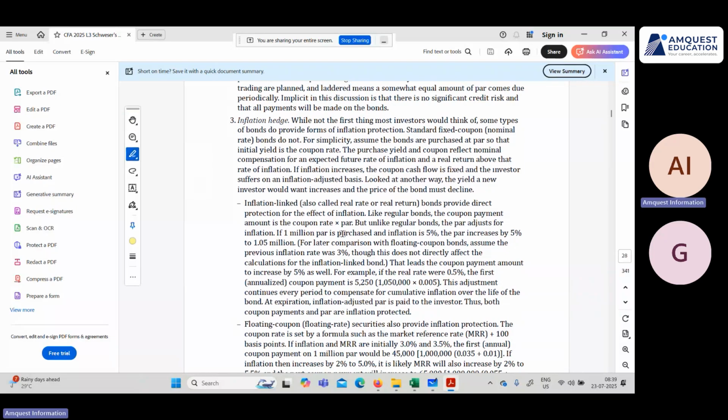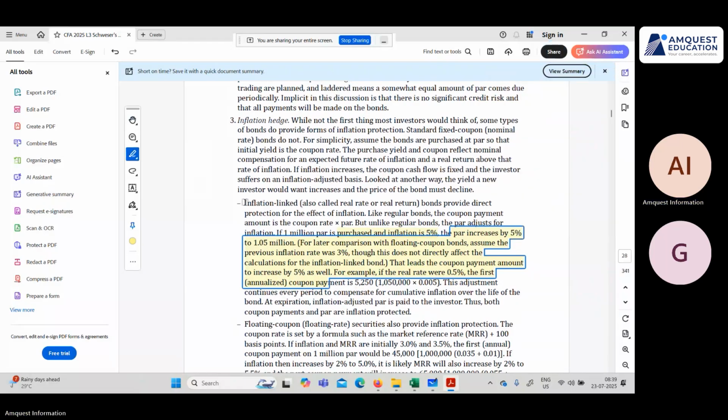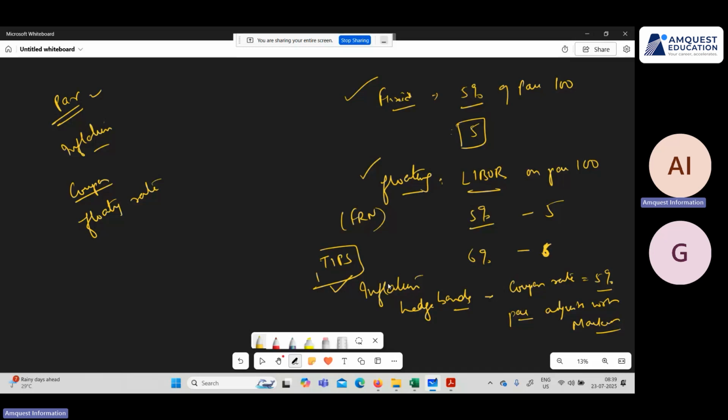So it says if the inflation rate is 5%, the par increases by 5%, and the new value will be 1.05 million. Okay? Something that is inflation linked. Okay, fair enough. All right, let's proceed then.